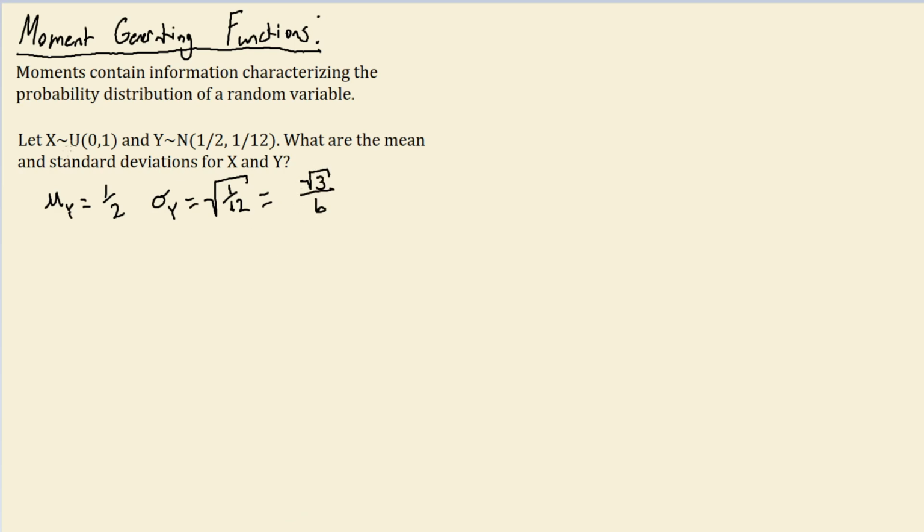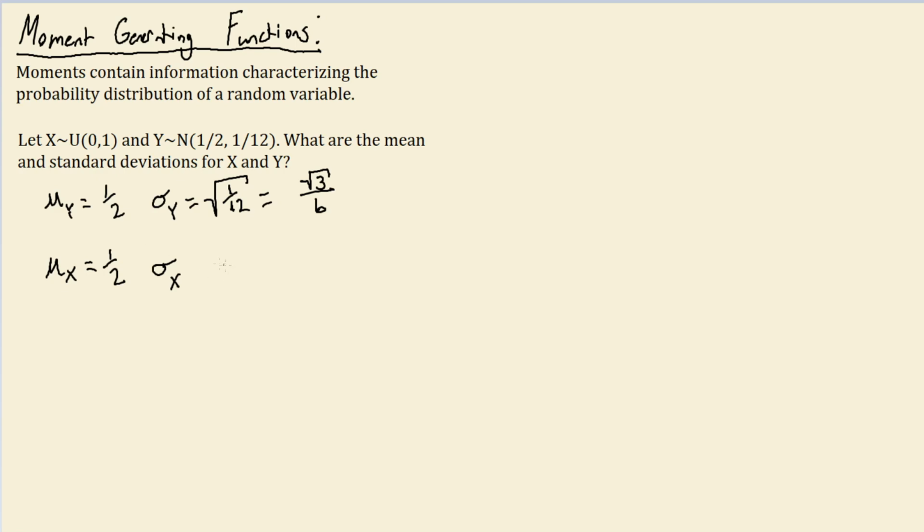Now for x, we actually do need to do a little bit of work. I've made a video on continuous uniform distributions, but the mean of a uniform distribution is just going to be the midpoint of the interval for which it's defined. Here, the midpoint of 0 and 1 is just going to be 1/2. And so the mean of this uniform distribution here is 1/2. The standard deviation is the square root of the variance, obviously, but the variance here is given by the width of the interval squared divided by 12.